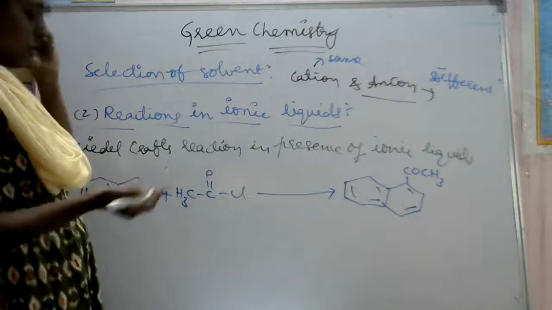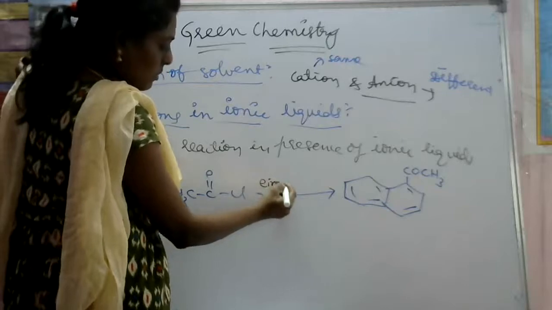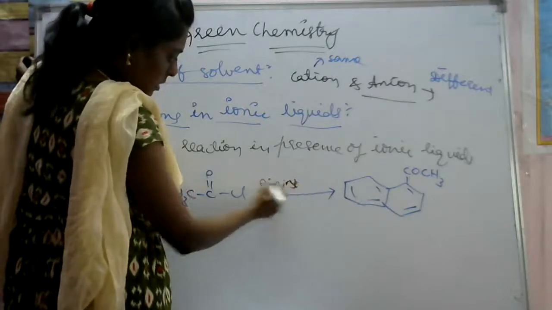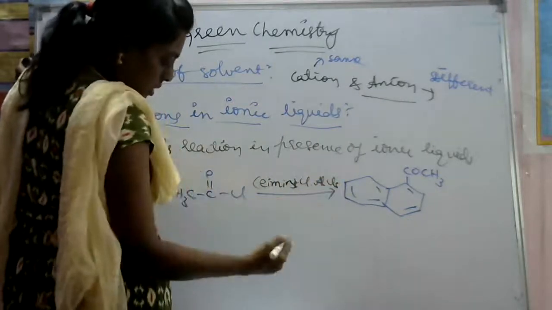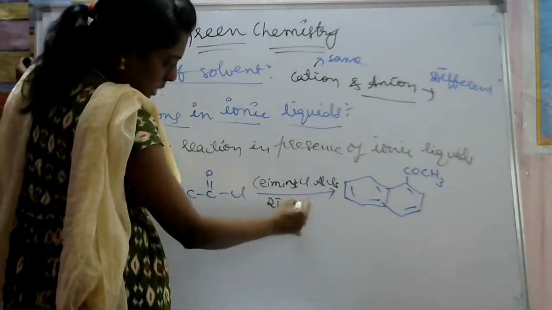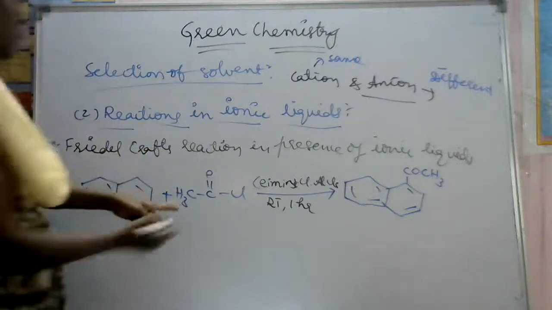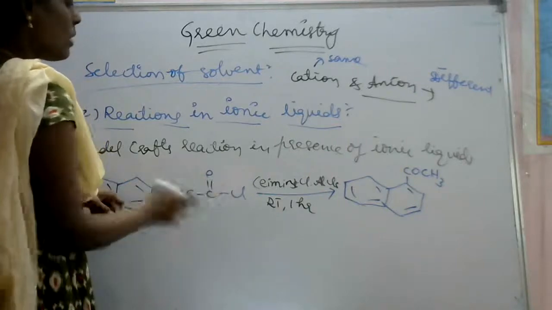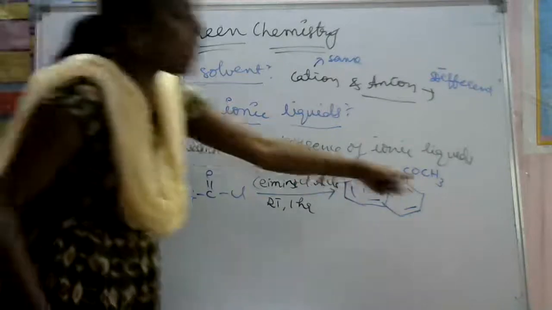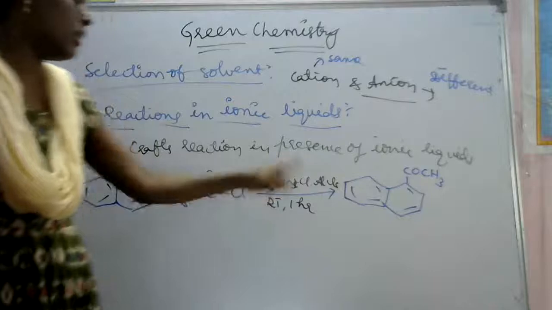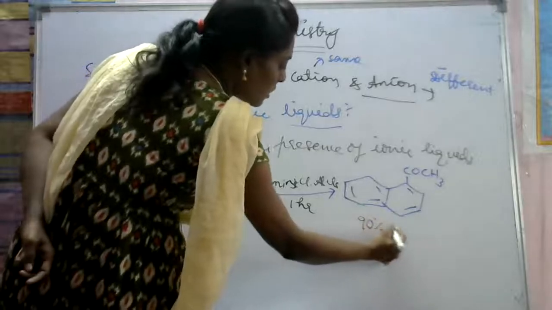We can write this in short form, AlCl3. At room temperature, in one hour, we got the product. Here we eliminate H and Cl, and thereby add the acyl group at this position by using ionic liquids. It gives a 90% yield.